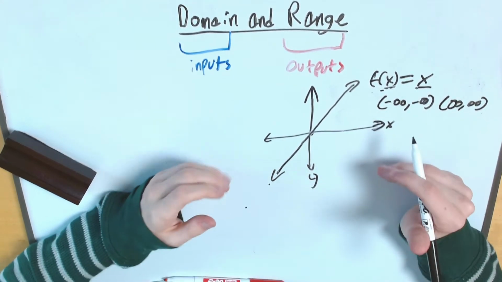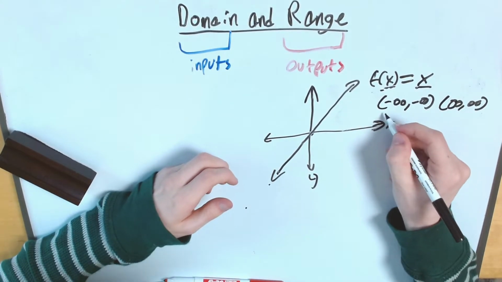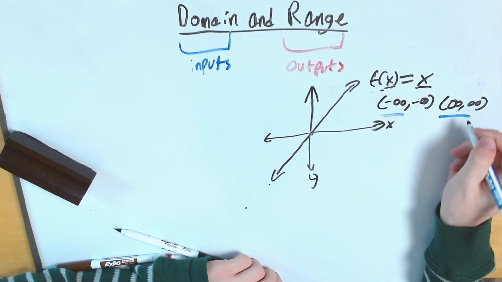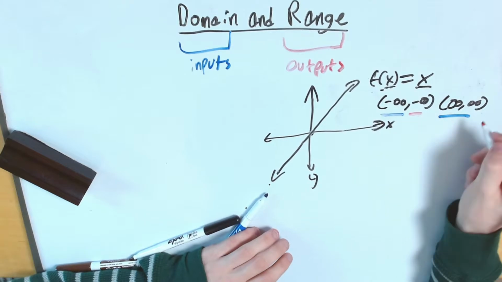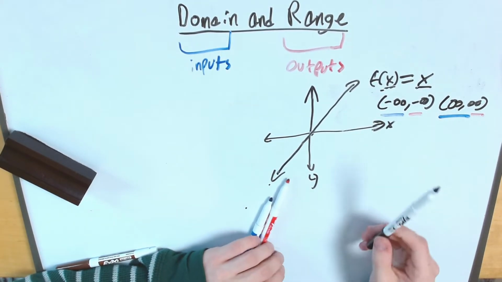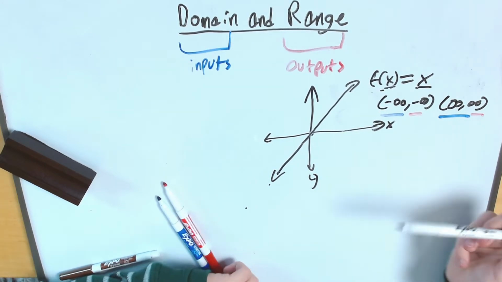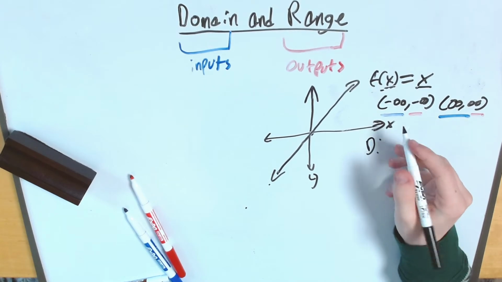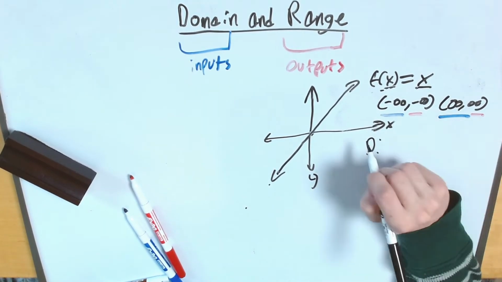And that becomes a lot easier to work with. We can very clearly see, okay, here are our inputs, and here are our outputs. We know that this function, because it's continuous, has every single value between those values. We can say our domain is everything from negative infinity to positive infinity.